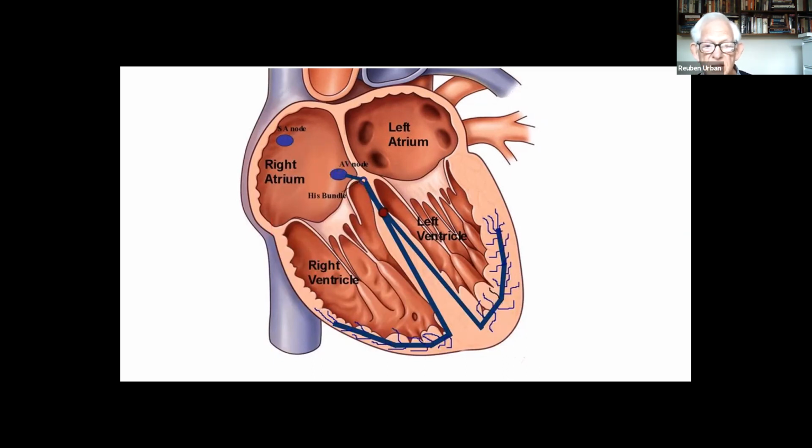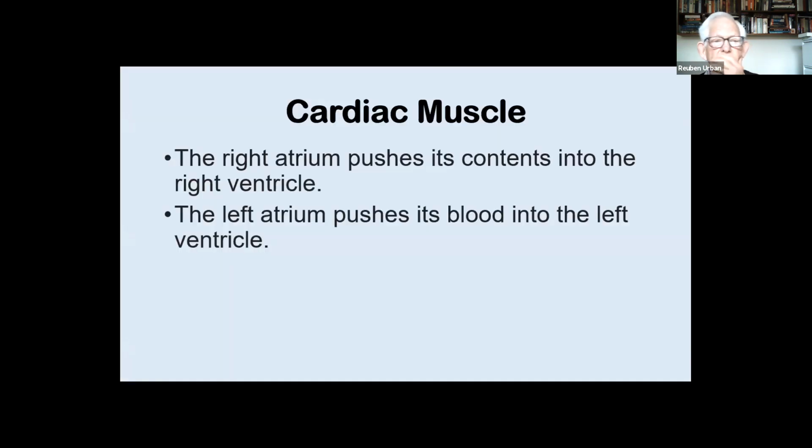It also has small little areas, little nerves coming off the main one, so that these all contract at the same time and with whatever power they've got. So, just reiterating, the right atrium moves the blood into the right ventricle, the left atrium to the left ventricle.